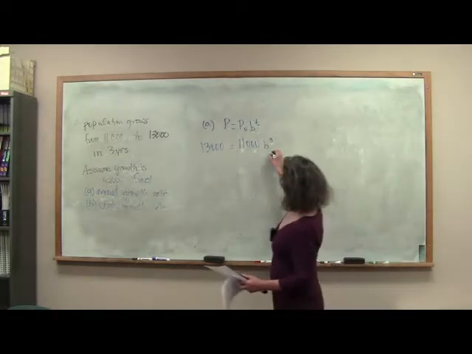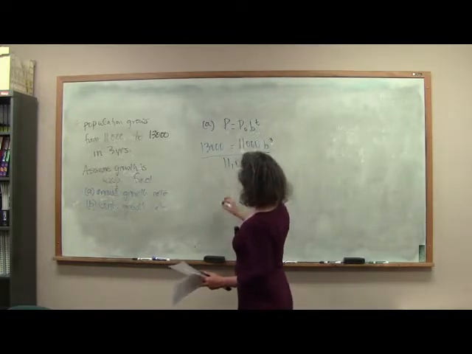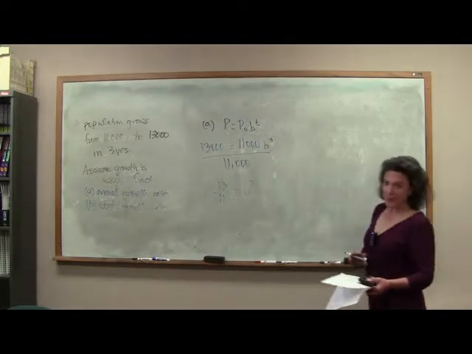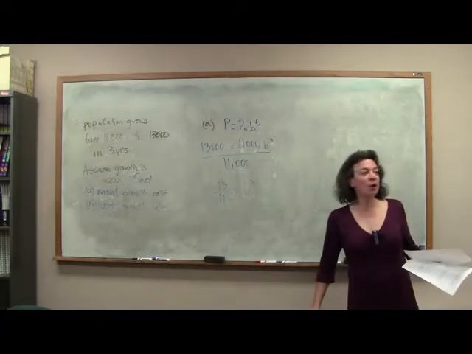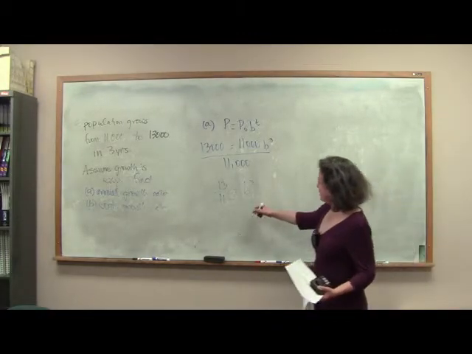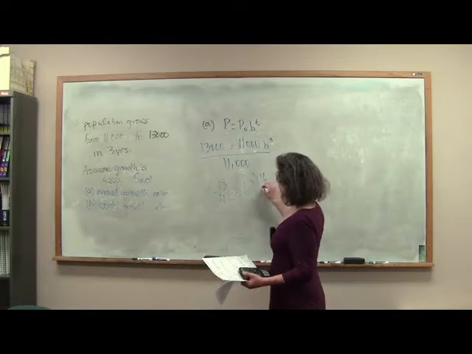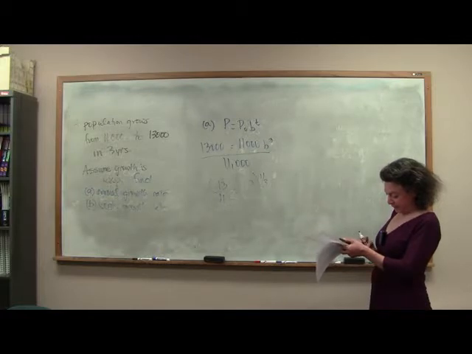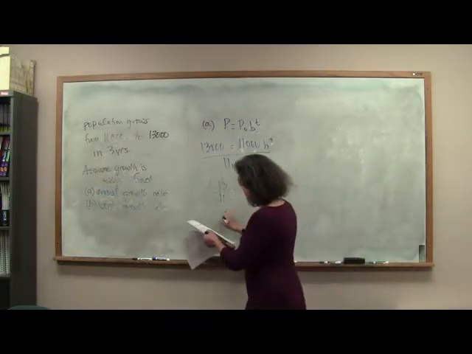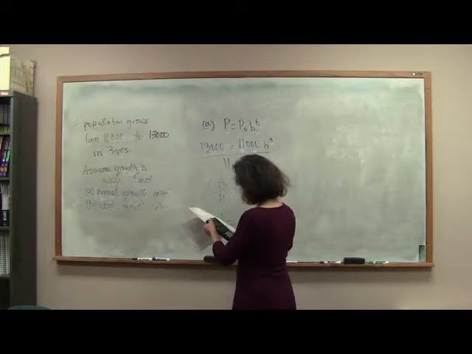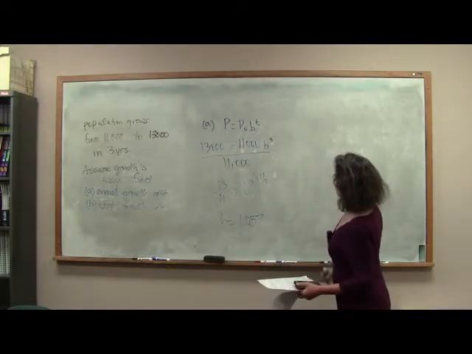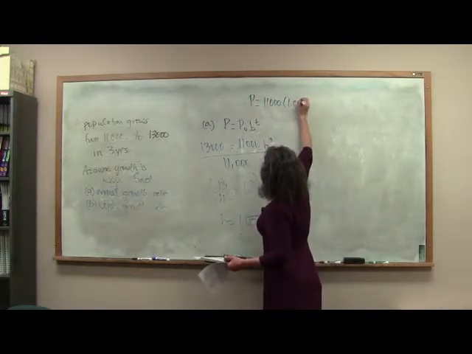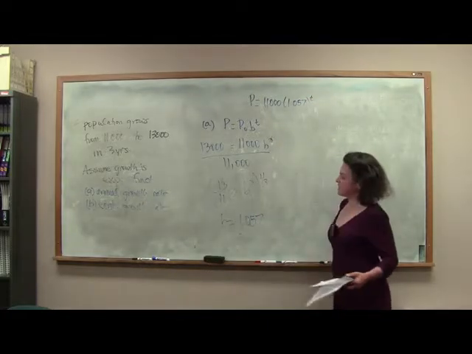How do we solve for this? First thing we do is divide both sides by 11,000. So we have 13 over 11 is b cubed. But we don't want to know b cubed. We want to know what b is. So how do you get to b? You raise both sides to the 1/3 power, i.e. take the cube root. And in case you really care, you're going to get B to be about 1.057. So my formula is 1.057 to the power of t.